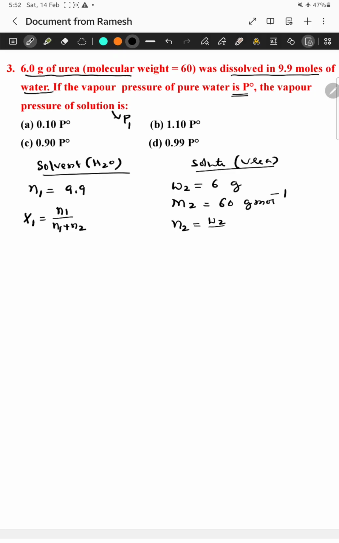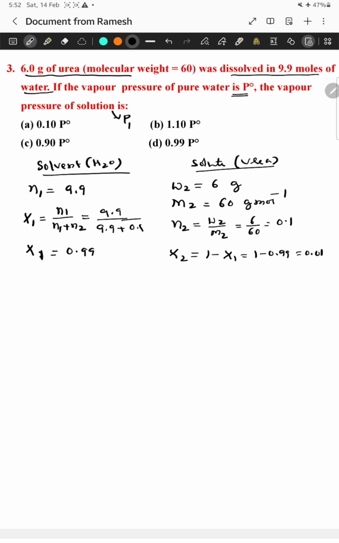So formula for N2 is W2 by M2, that is 6 by 60. So you will get 0.1 mole. Now substitute here. So N1 is 9.9 divided by 9.9 plus N2 is 0.1. So you will get mole fraction of the solvent as 0.99. Now you can calculate mole fraction of solute, that is Chi2, using the formula 1 minus Chi1. So 1 minus 0.99, you will get 0.01.